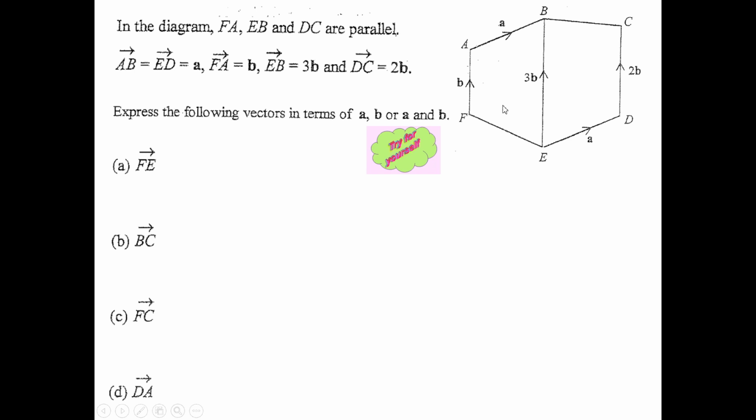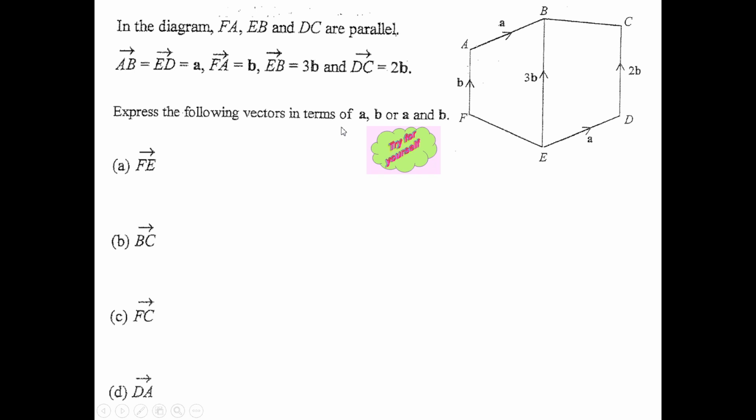EB, where is it? EB is equal to 3B, so that's a scalar. The 3 is a scalar, so don't do it in bold. The B is the vector, so do the B in bold, lowercase. DC is 2B, just same as before. 2 is a scalar, so don't draw it in bold. B is the vector, so draw the B in bold. So that's just told us information that's on the diagram anyway.